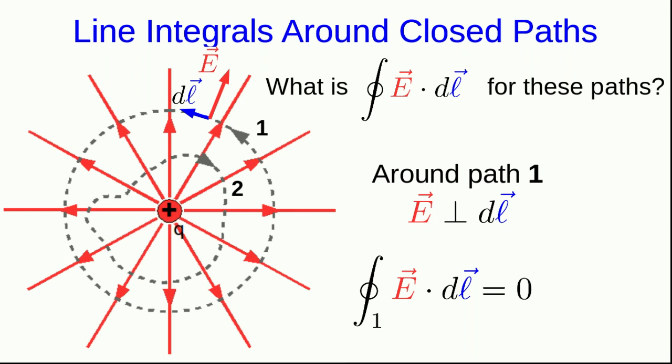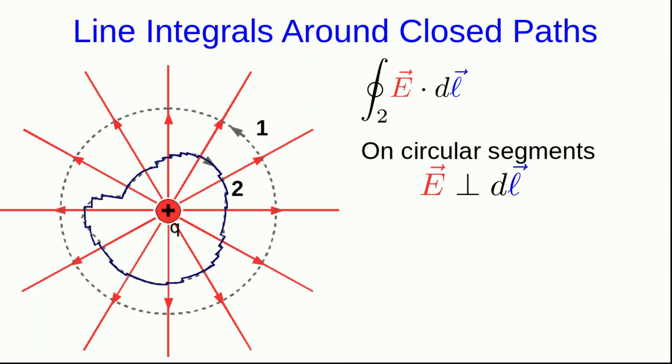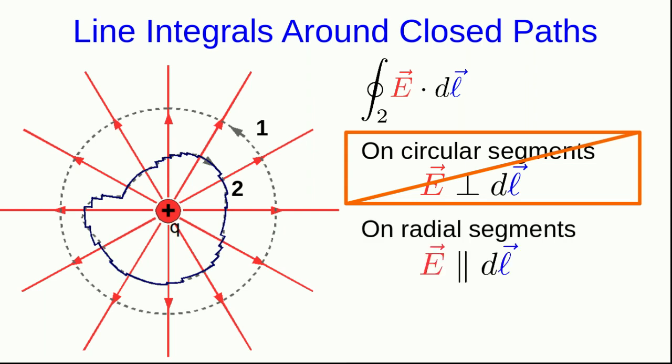Well, notice that we can take path 2 and we can break it up into segments. We can make some segments that follow along circles and some other segments that go radially. And again, we know that on the circular segments, the E field is perpendicular to the direction we're going, and so those pieces of the line integral are 0 again. And so we can ignore those. On the radial segments, the E field is parallel to the direction we're going. And so we end up getting a simple integral of E dl.